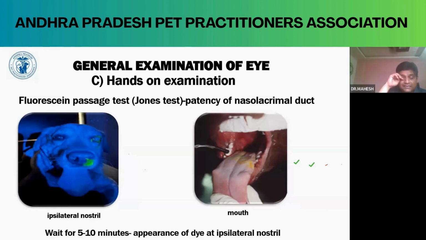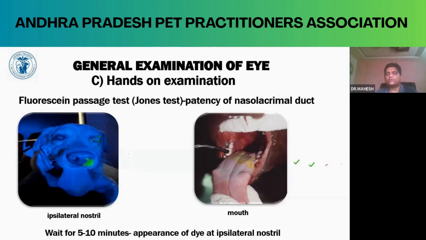So whenever patency is not there in the nasolacrimal duct, we will observe these things, that is, constant persistence of mucoid discharge at the medial canthus level. Because of this improper drainage, we also observe a constant blackening, staining at the lower eyelid, especially at the medial canthus side.